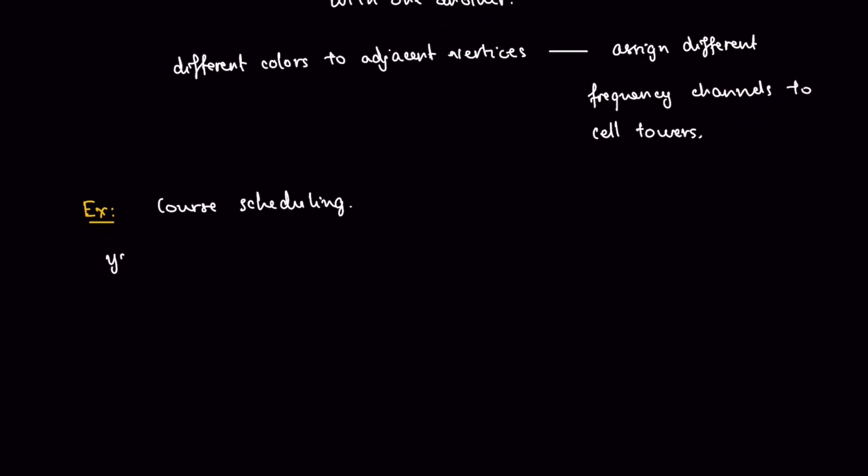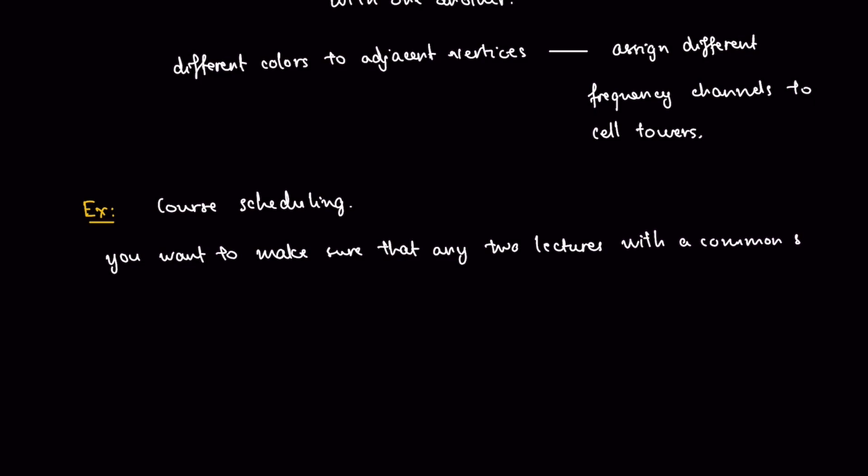So what you do here is that you want to make sure that any two lectures with a common student occur at different times to avoid a conflict.